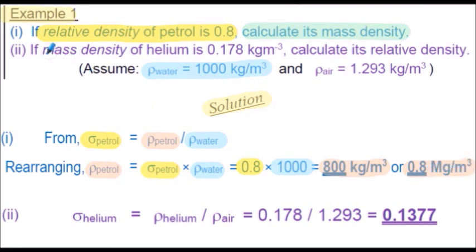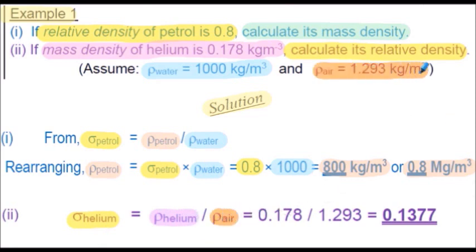In part 2 of example 1, we're given the mass density of helium, 0.178 kilograms per meter cubed, and this time we have to calculate the relative density. So for part 2, relative density of helium will be the mass density of helium divided by the mass density of air, so again given in the question. Inserting the values, the relative density of helium is 0.1377. Again, note there's no unit associated with relative density. It's purely a ratio.